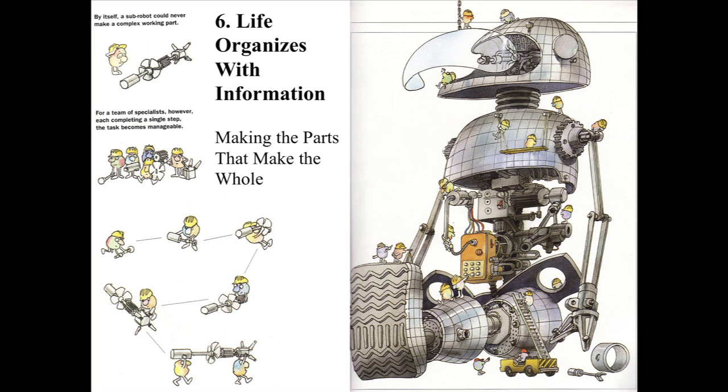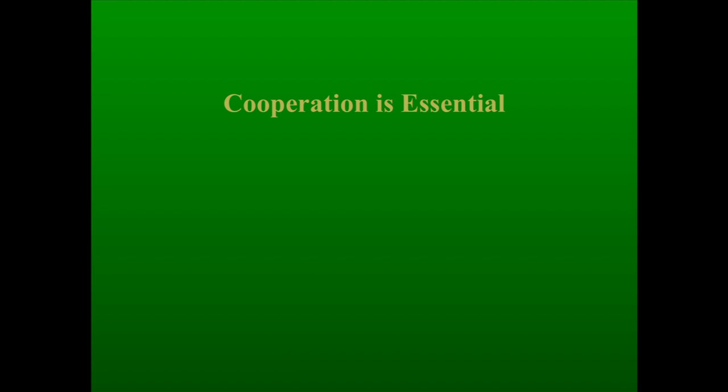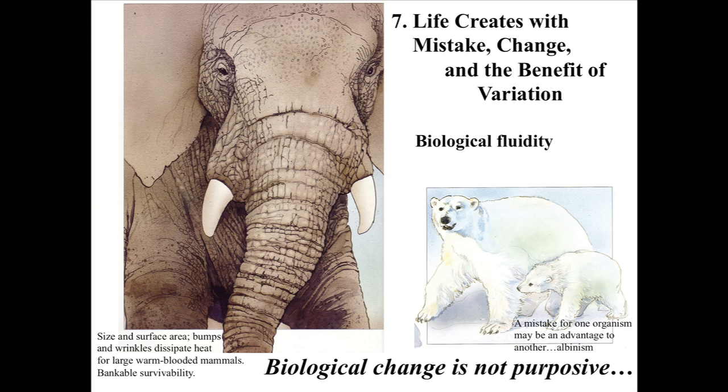Life organizes itself with information, making the parts that make the whole. I said that small parts combine to make the entire part. I wouldn't be here talking if not for all of the different components. But you can't describe me in terms of any one of my cells apart from the whole. So cooperation of the parts is essential. I'll get back to that.